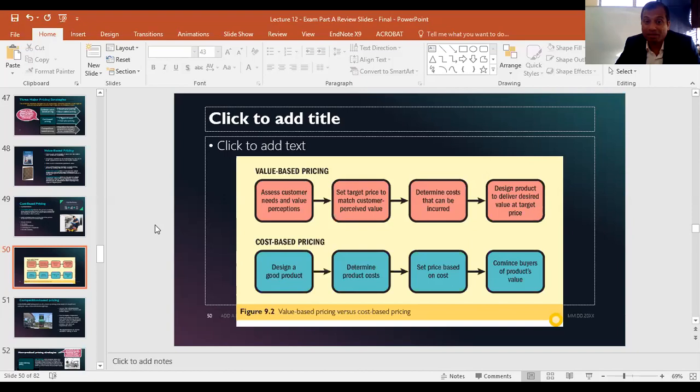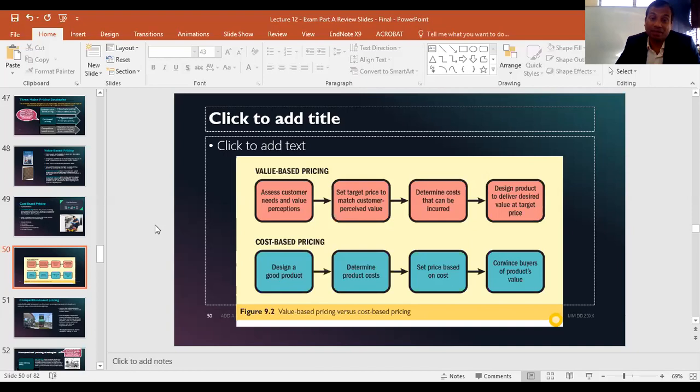So cost-based pricing is not a customer-centric approach, probably not to a great extent. It's a more company-specific strategy, a company-centric approach. But what about value-based pricing?